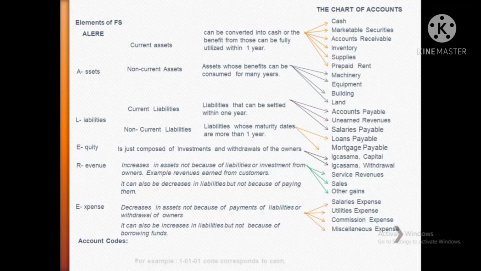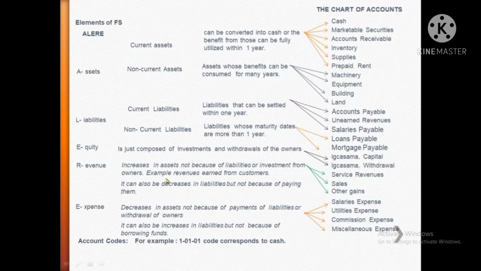Let's say for example, the code 1-01-01 corresponds to cash. Of course, the account code should have a meaning, like when I made the sample code, the first digit corresponds to what element of FS the account is. So 1 is for the assets, 2 is for the liabilities, 3 is for equity, 4 is for revenues, and 5 is for expenses. And since cash is an asset, I used 1 right here.